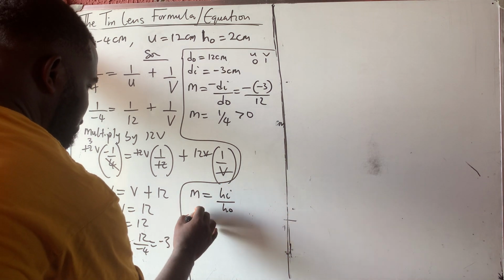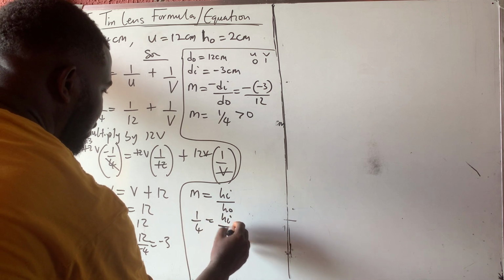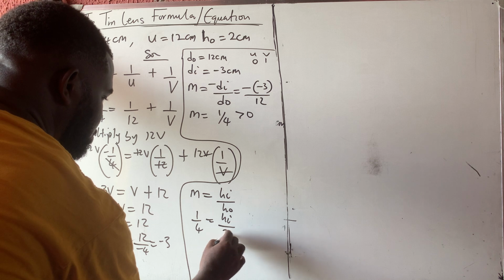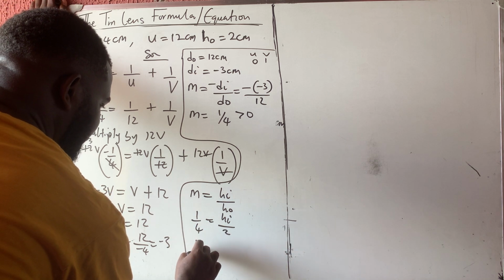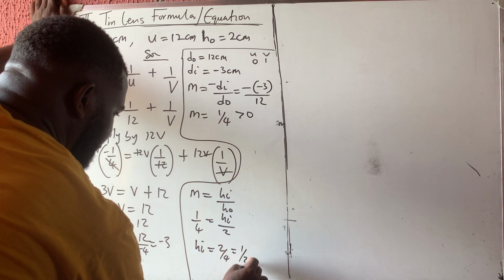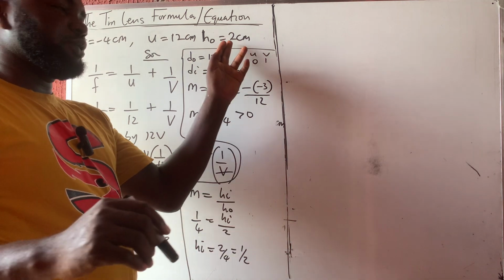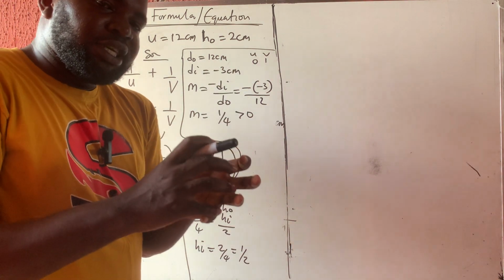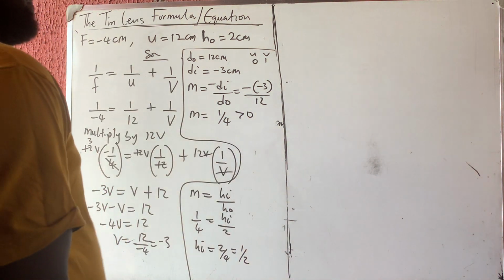So I have that 1 over 4 is equal to H of I, which I'm looking for, all over H of O, which they gave me as 2. If I cross multiply, my H of I is going to be 2 over 4, which is 1 over 2. You see? 1 over 2 is 0.5, but the object is 2, which shows that this image is small. I told you that. Okay.